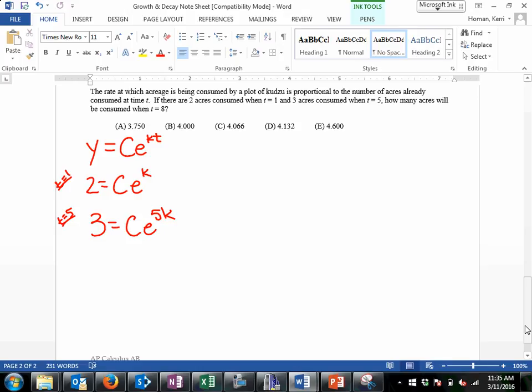Solve for K and then... Yes, we have 2 equations and 2 unknowns. Solve for K or C, and I'll solve for C first. Okay, we could solve for C very easily in this one, couldn't we? 2 over e to the k equals C, right? Which means here, if we plug that in, 3 equals C times e to the 5k. The e's and k's would cancel.